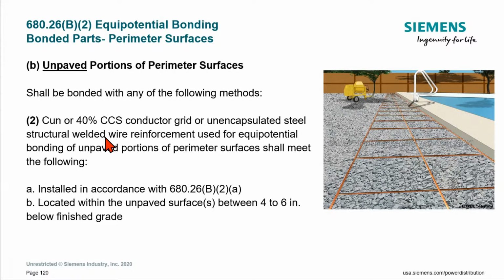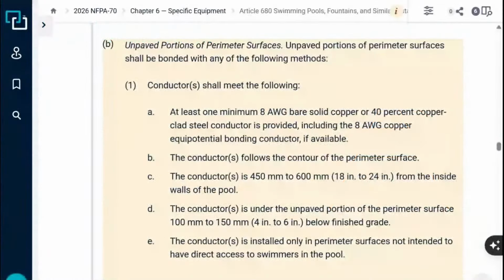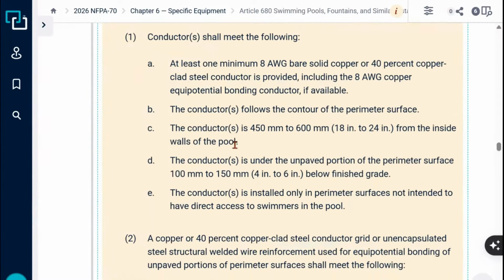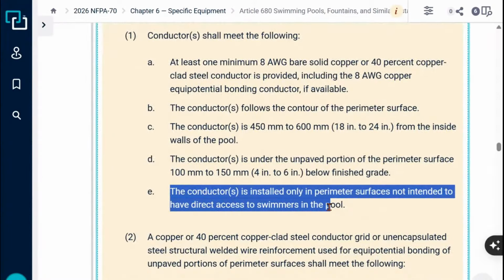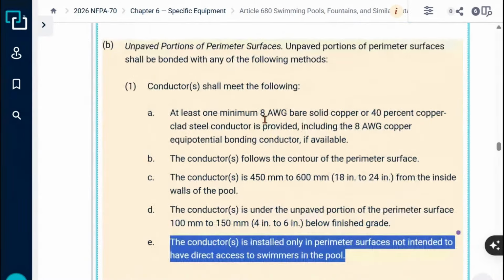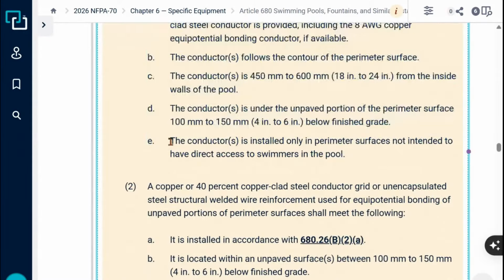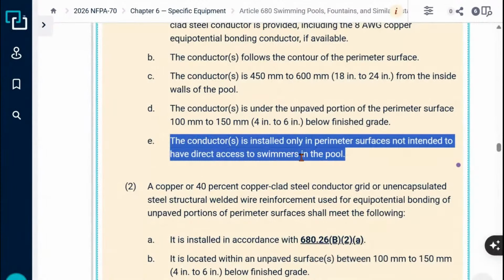I don't know. All right, so at the end of the day, unpaved portions of the perimeter surface shall be bonded. So we'll go look at the NEC because, who knows? So here it is over here. Oh, no, by the way, folks, we didn't make this up. There is E right there. That's the womp, womp, womp when it comes to using the single conductor right there. If you can't get past E, then you just can't use it, okay? That type of thing, except for in these applications.